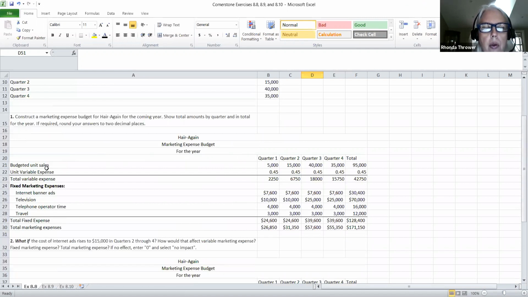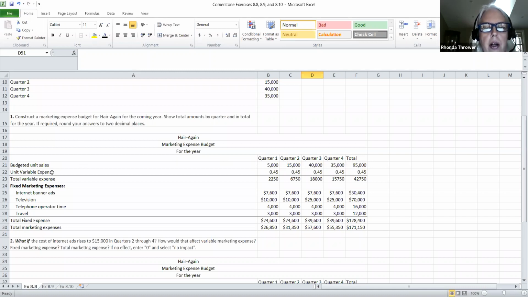So we're going to start with our budgeted unit sales, and those were given. I just plugged these in for each of the 4 quarters. Then I made a total column and I added all of these together to get total sales in units for the entire year of 95,000.